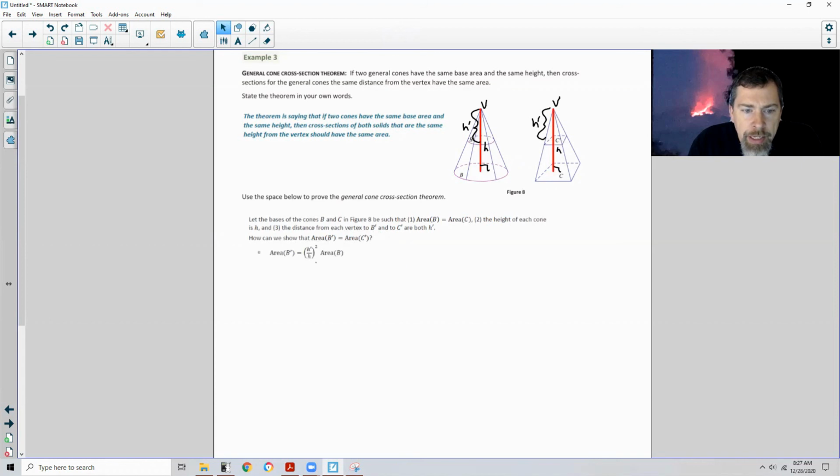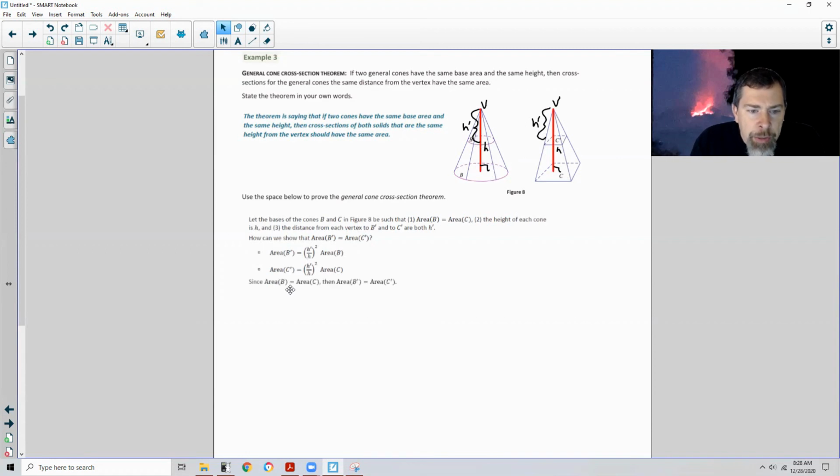Okay, well, we can say that the area of B prime equals H prime over H, okay, the ratio, scale factor of area B. So B prime is equal to H prime over H times the area B, and you have to square that like we've been doing. We do the same over on the other side. Area C prime has to equal H prime over H squared times the area of C.